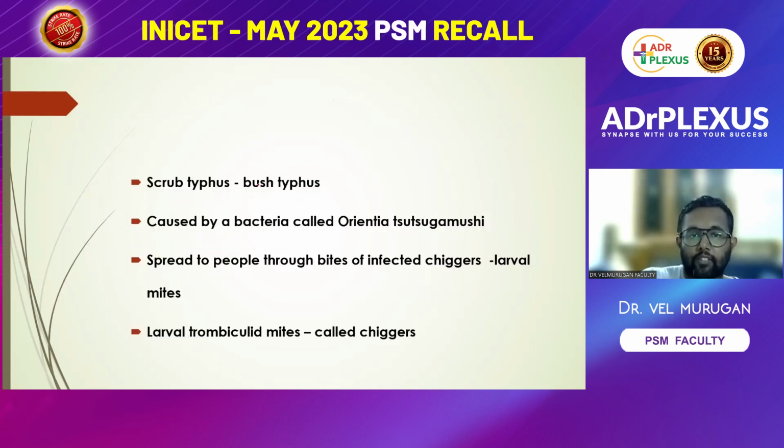So scrub typhus is also known as bush typhus. It is caused by a bacteria called Orientia tsutsugamushi. It mainly spreads to people through the bite of infected mites. These infected mites in the larval stage are called chiggers. They are called chigger mites or trombiculid mites. So this larval trombiculid mite is also called a chigger.